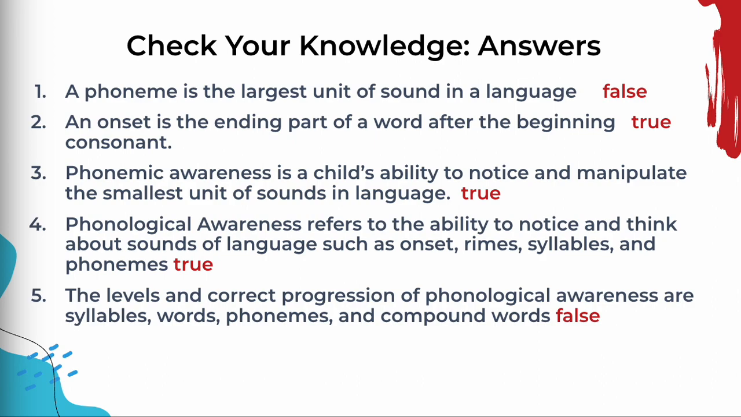All right, so let's go back to the beginning and check our answers. A phoneme is the largest unit of sound in a language. True or false? We know that is false. A phoneme is the smallest part of the word, right? An onset is the ending part of a word after the beginning consonant. True or false?